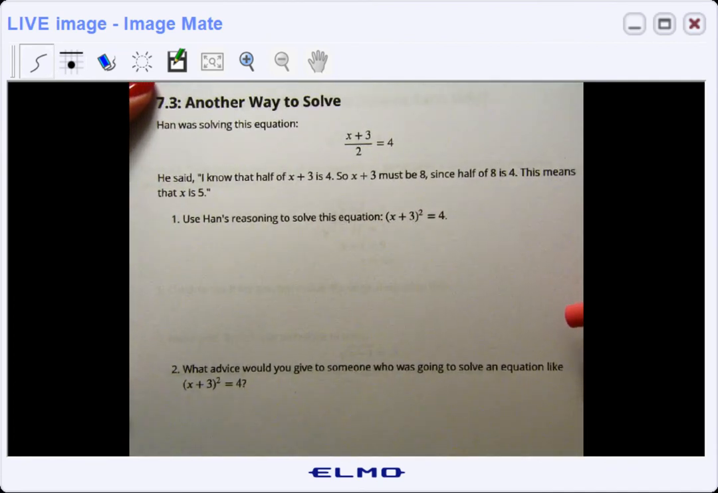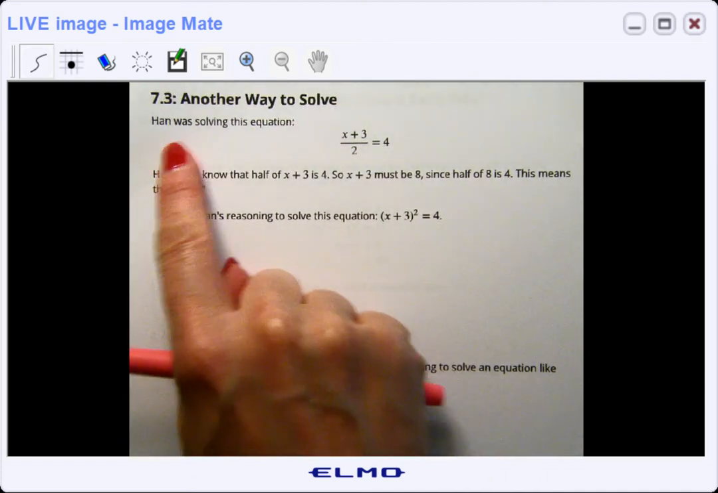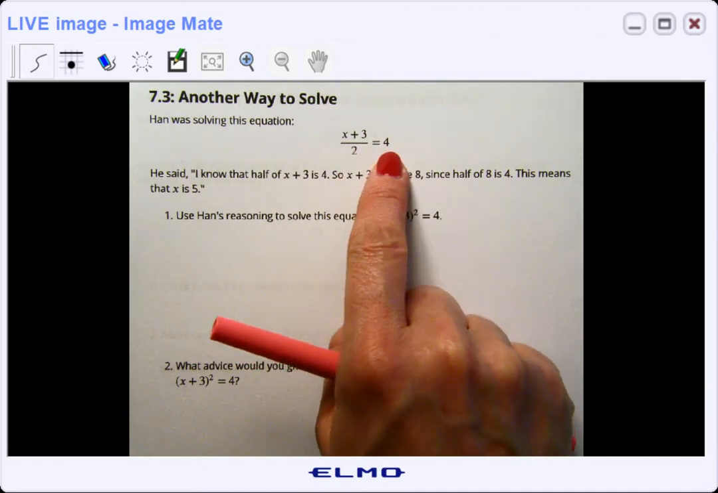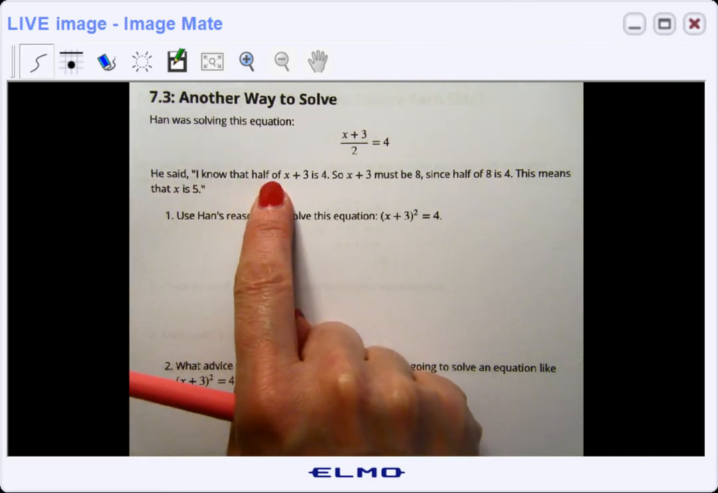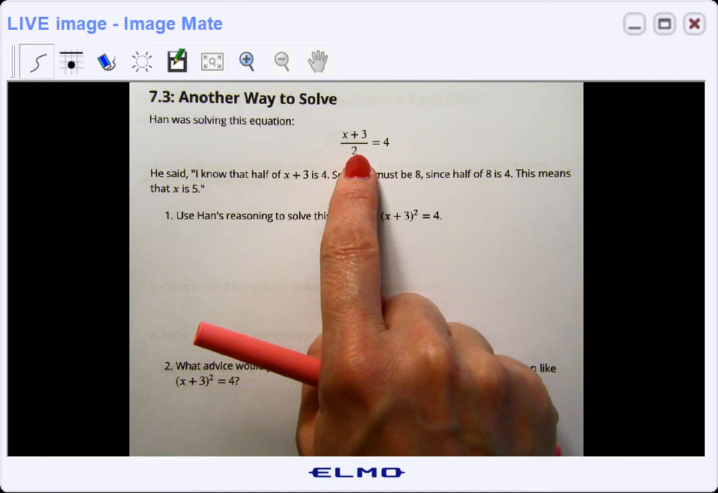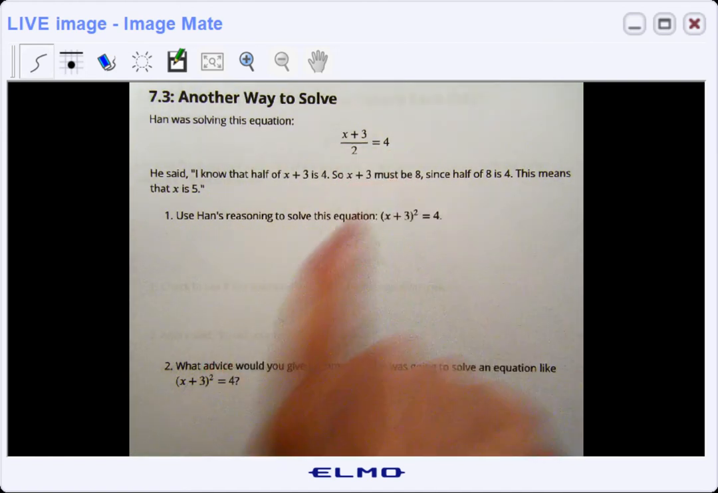So Han, we're just getting all sorts of new people in our story today. Han was solving this equation. So x plus 3 divided by 2 is equal to 4. He said, I know that half of x plus 3 is 4, right? Because it's being divided by 2 and it's equal to 4. And then he says, so x plus 3 has to be 8.